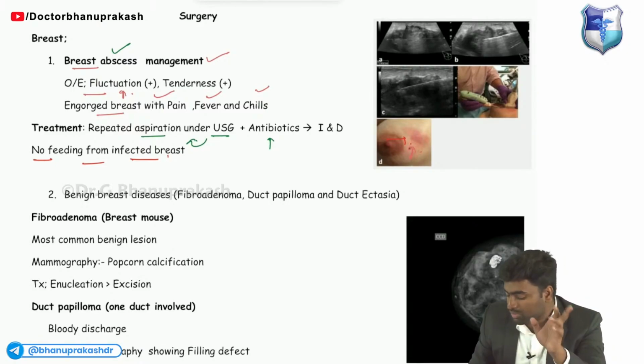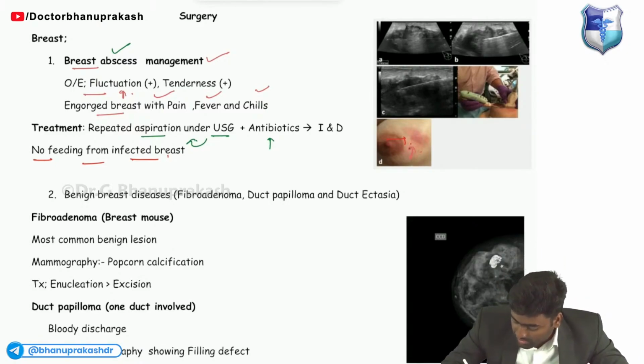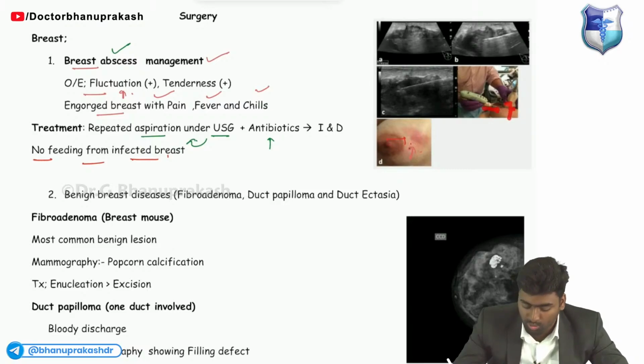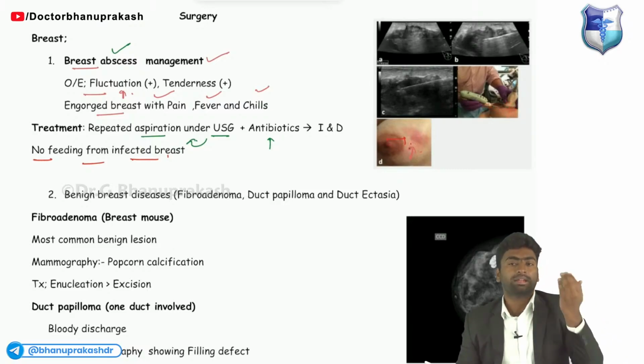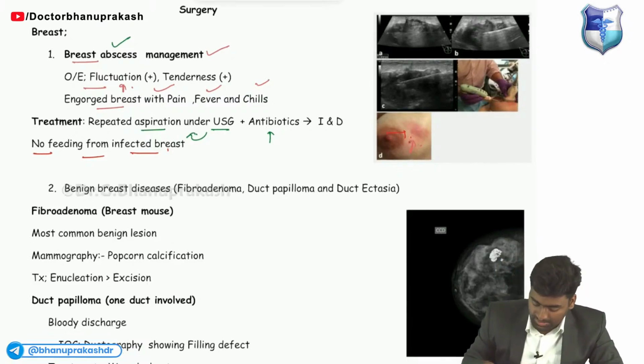So this ultrasound is showing the mass, and here we are putting up the needle, where you will be able to see the needle. This is the ultrasound guided needle which we put, and this is the ultrasound probe, and with this help we are removing the abscess part. Fine. This is the breast abscess management.